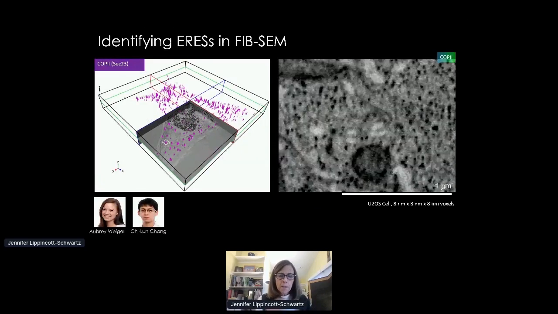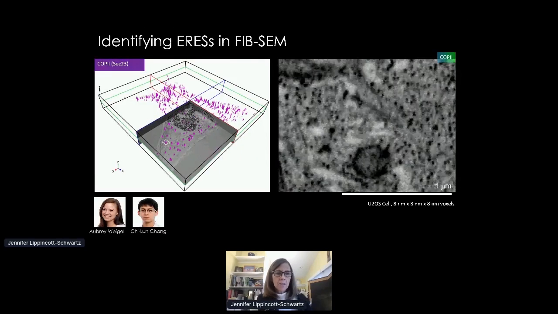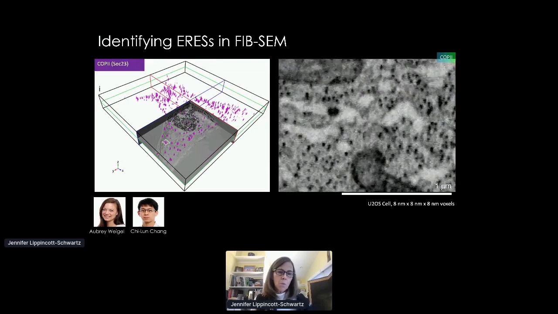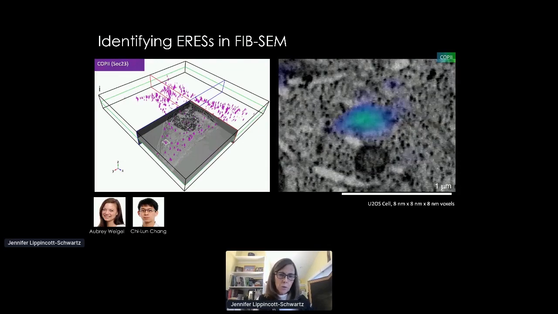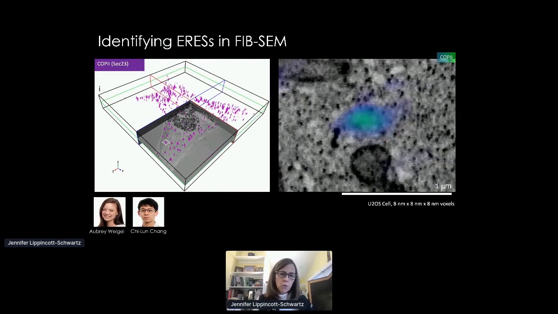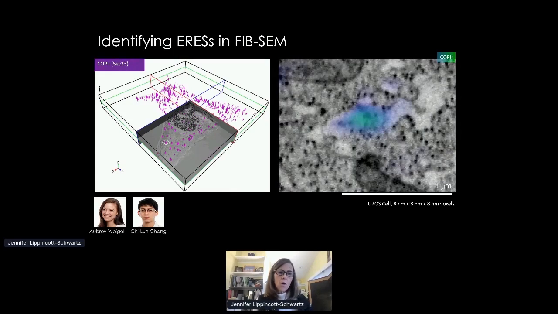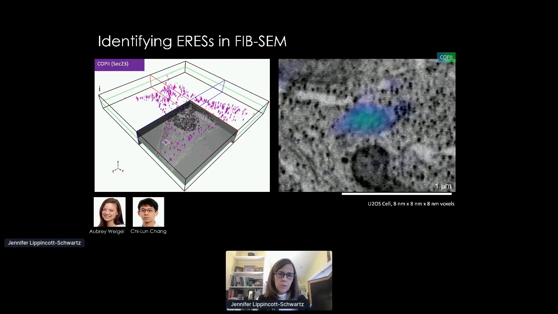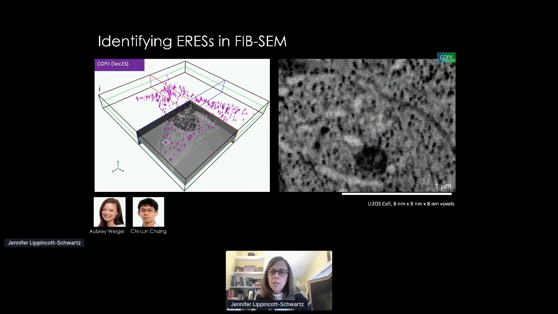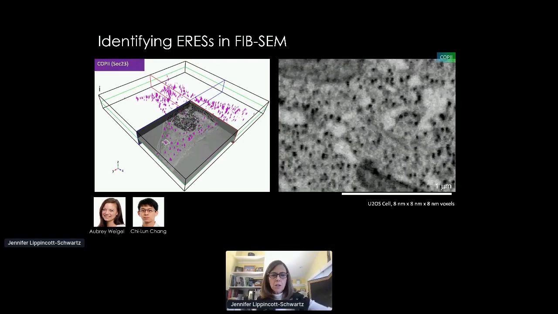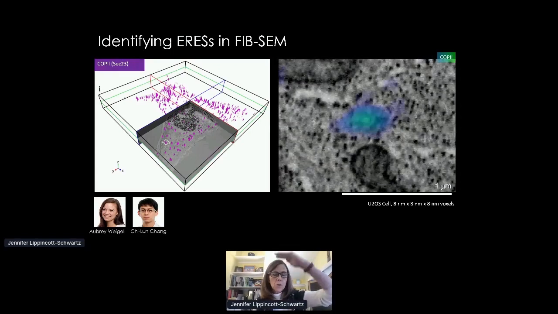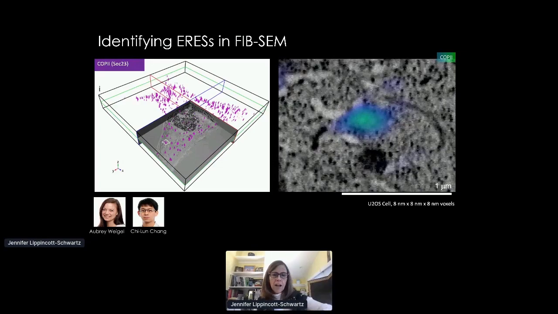And so here, to the left, is a cell where we've done this for the COP2 protein, SEC23. And so all those little pink structures that you see on the left are individual ER exit sites. To the right is basically all of the FIB-SEM imaging through one of those identified ER exit sites.